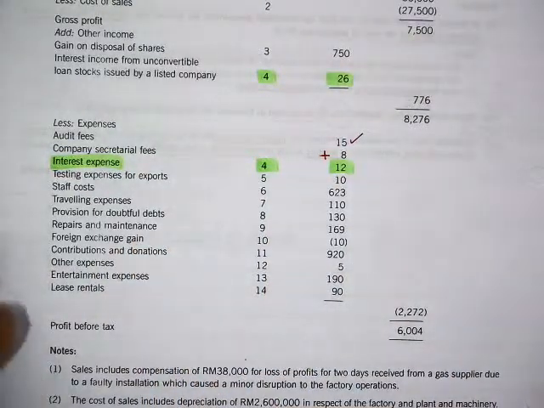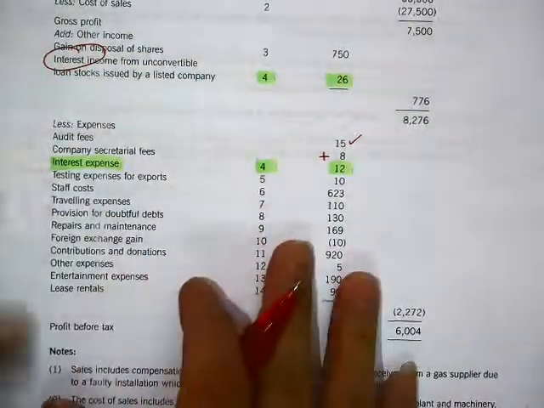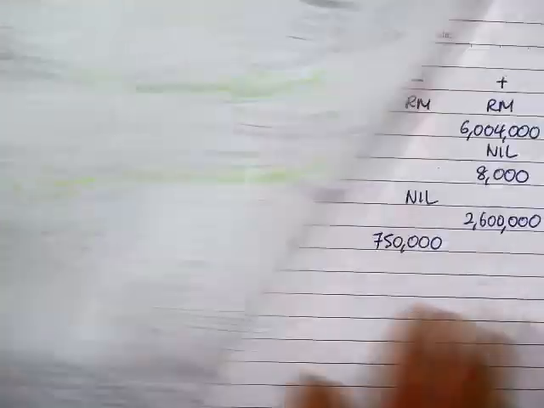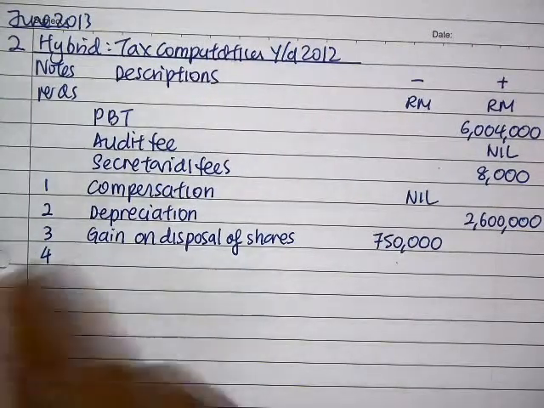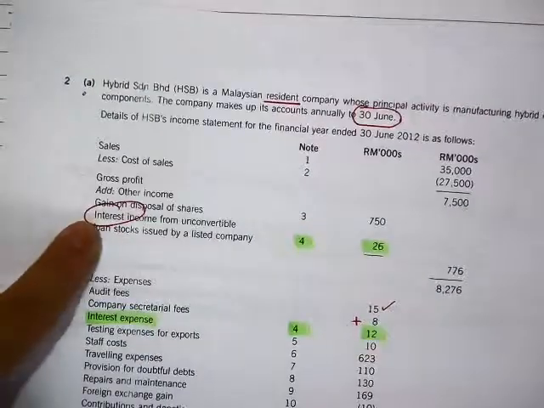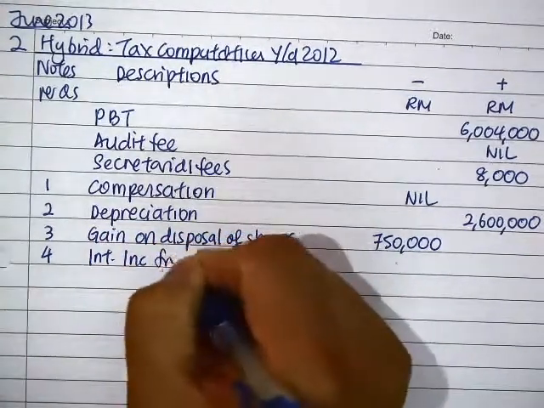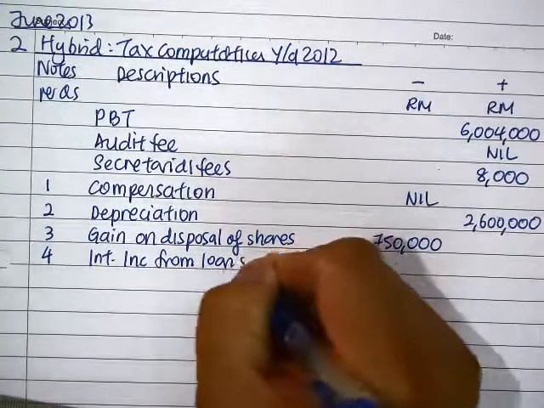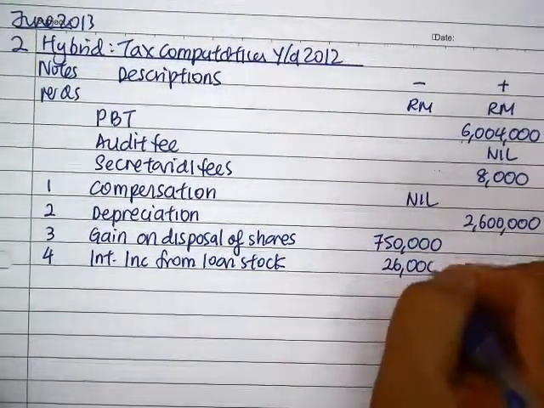Now first, this 26,000, what income is this? Section 4(c), right? So if 4(c), what do you do now in the tax computation? This is not business income, right? So what do you do when you see such interest? You take it out. So we will have to minus the interest income from loan stock. The income is 26,000.